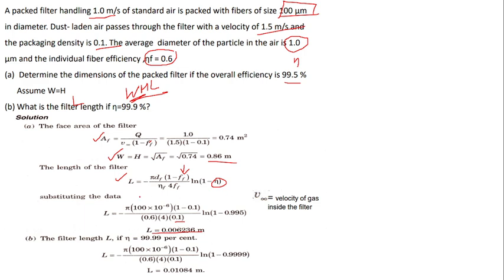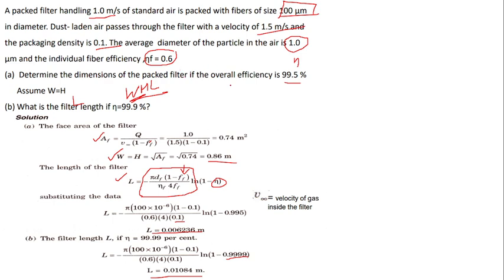The second question is to find the filter length L if the efficiency is increased to 99.9%. All the other terms will be the same for part B also. Only the efficiency changes: the overall efficiency is now 99.9 percent, so we substitute 0.999 here. Now the length obtained is L equal to 0.01084 meter. This is how you should be calculating the dimensions of the packed filter.